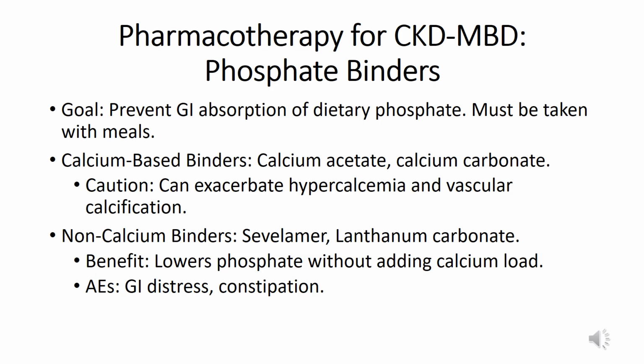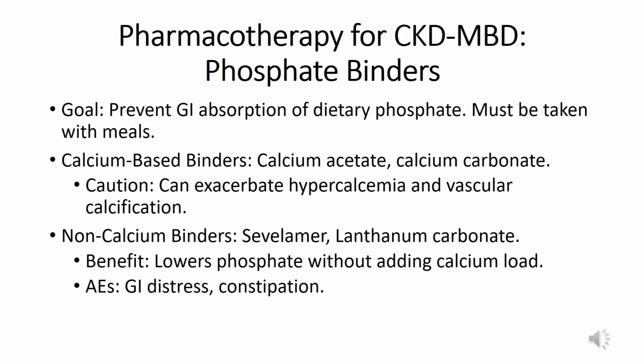Now let's shift to non-calcium phosphate binders. These are often preferred in many end-stage renal disease patients. One example is sevelamer. Another is lanthanum carbonate. These agents bind phosphate without adding calcium. So they help control phosphate while avoiding calcium overload. This makes them especially useful in patients with vascular calcification risk. They also help reduce progression of chronic kidney disease, mineral and bone disorder complications.